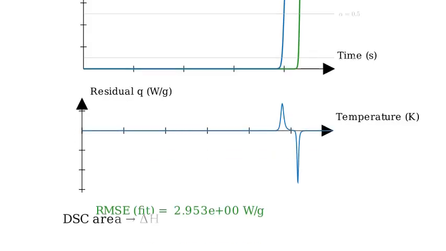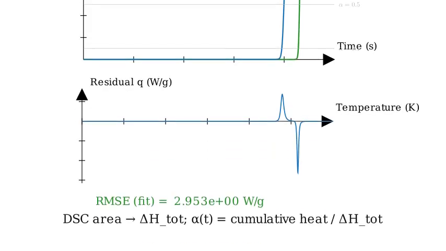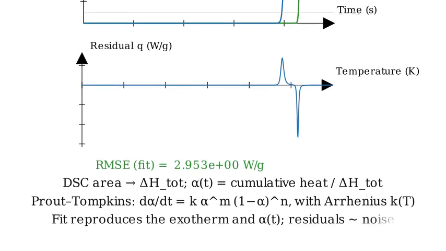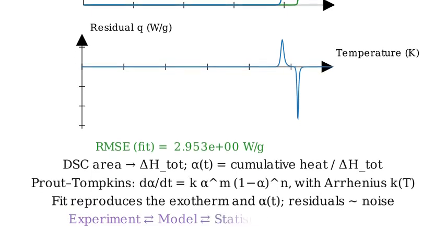Summary. We used DSC heat flow to quantify total enthalpy and conversion. We fit an autocatalytic Prout-Tompkins model, optimizing A, E, m, and n. The fitted model reproduces the exotherm and the alpha of T curve, while the residuals appear structureless. This workflow links experiment, kinetics, and statistics into a clear, quantitative picture of reactivity.